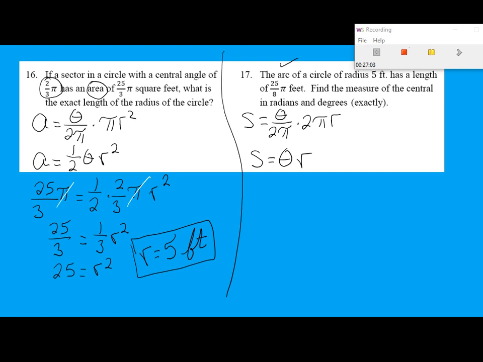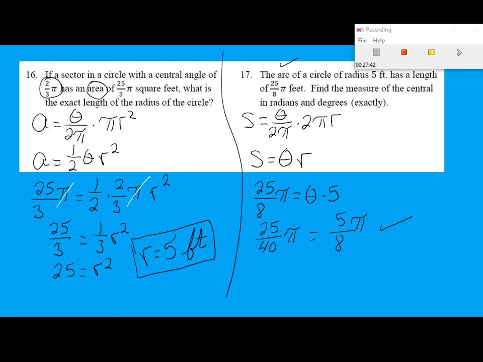It says the arc length of a circle with a radius of 5 has 25/8 pi. So let's go 25/8 pi equal. We don't know what theta is, but we know the radius is 5. Let's divide both sides by 5 and go math enter. You could multiply both sides by 1/5. So I would have 25/40 pi, which would reduce to 5/8 pi. So there it is as a radian.